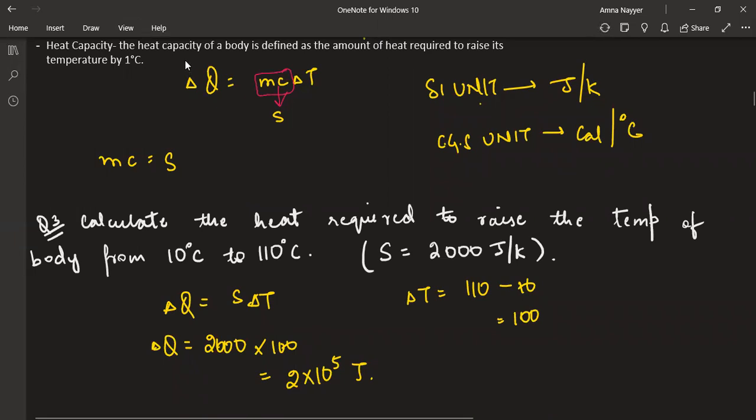Now also one more topic we are going to do, water equivalent. That will also be having a similar formula. Note it down, then we'll discuss that.